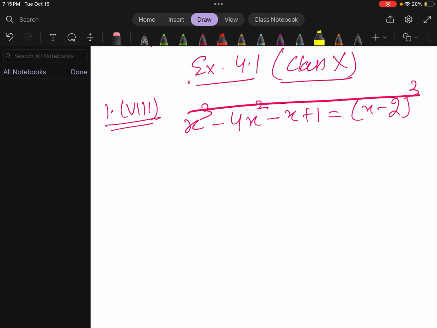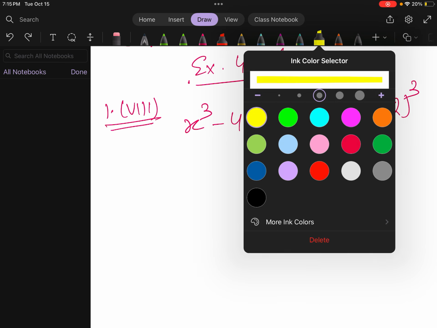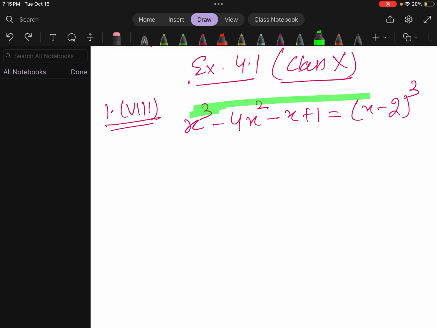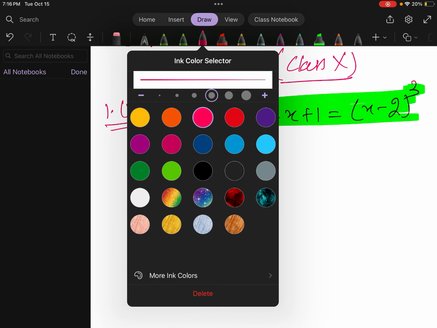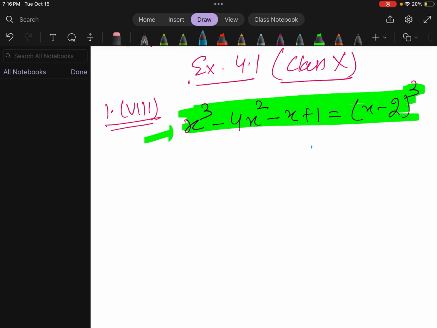Before proceeding with this question, let me just highlight it. So this is the question. In this question, what we have to prove is whether the given equation is a quadratic equation or not. So how can we prove that?